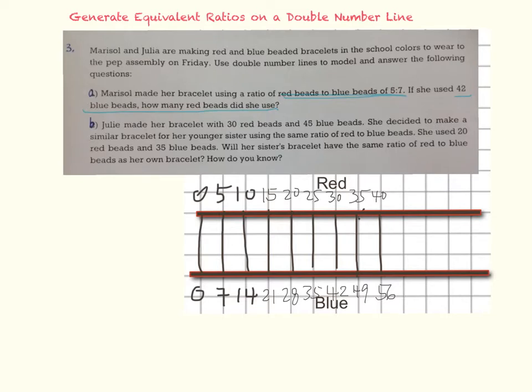Okay, now it seems like we have the answer to part A, because part A asks, if she used 42 blue beads, how many red beads did she use? And then you look at the double number line here. 42 blue beads is right here, and the corresponding number for red is 30. That means for every 42 blue beads, she will use 30 red beads.